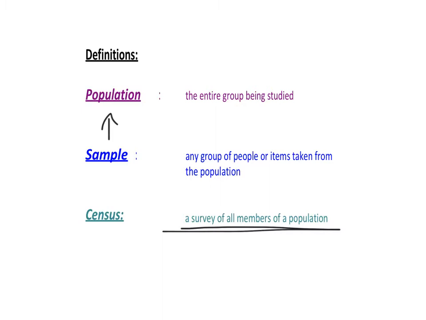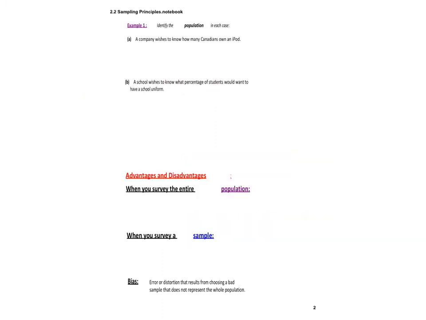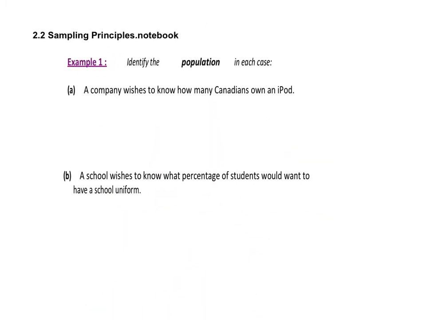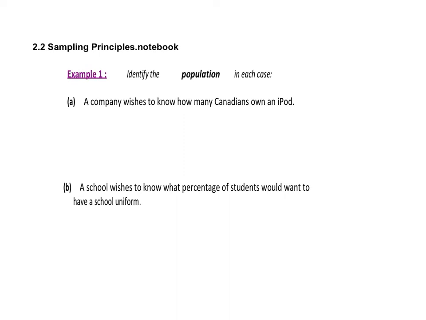Okay. Excellent. So let's look at identifying some of the populations in some groups. A company wishes to know how many Canadians own an iPod. So what is the population we're looking at? Yeah, Canadian citizens, right?